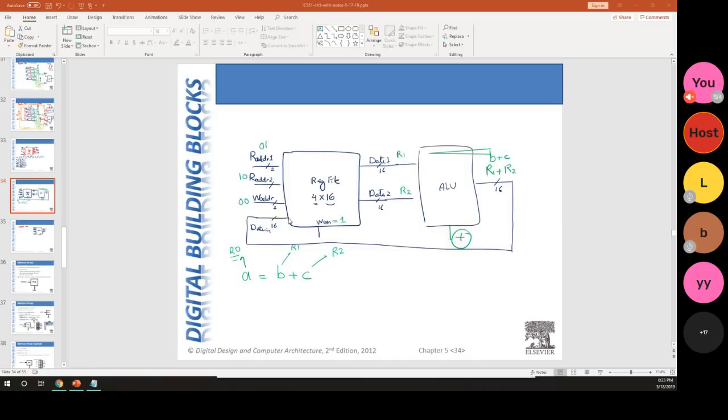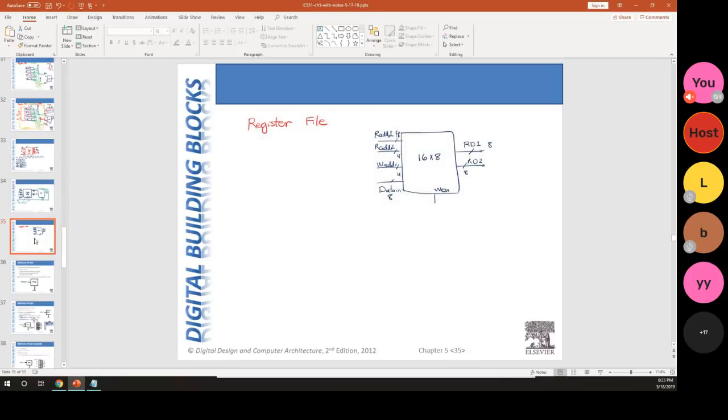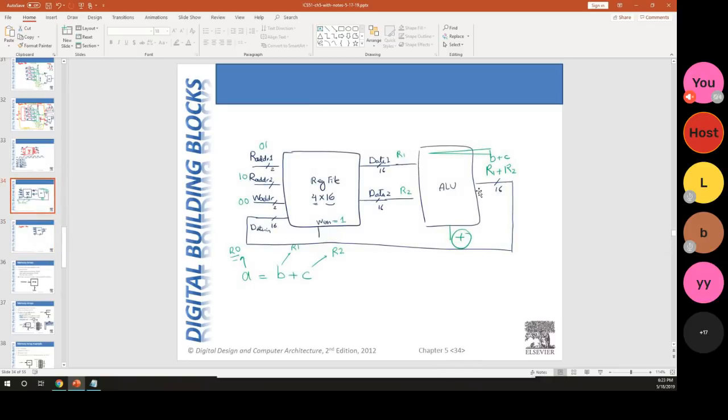Let's see what else. The output goes into the write address. No, it goes into the data input.